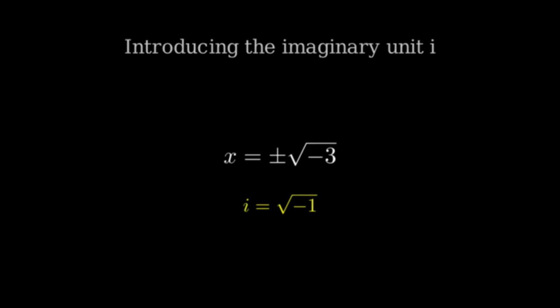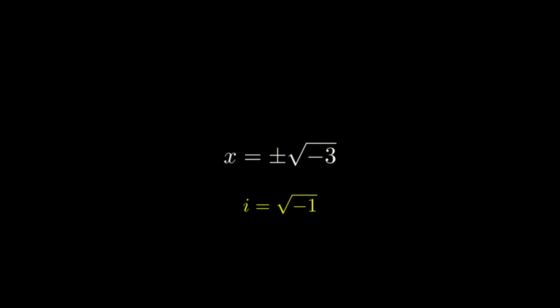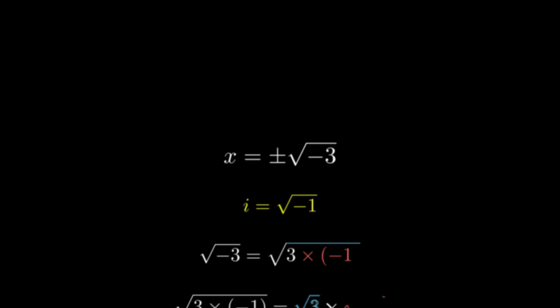Now, let's use this new tool to rewrite our square root of negative 3 in terms of i. Our first step is to rewrite negative 3 as 3 times negative 1. This separates the positive number from the negative sign. This helps us see that we're dealing with the square root of a positive number, 3, multiplied by the square root of negative 1. Using the properties of square roots, we can distribute the square root across the multiplication. This gives us the square root of 3 multiplied by the square root of negative 1.